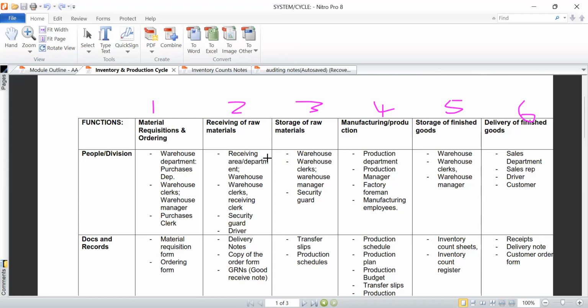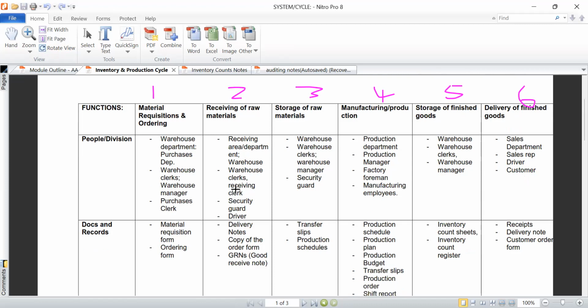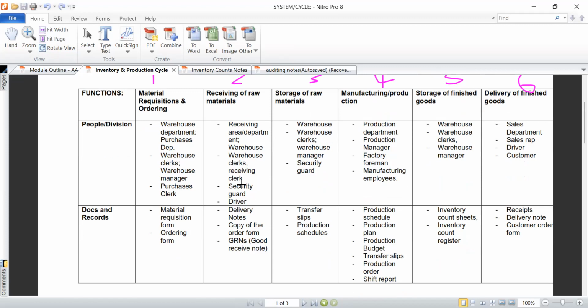We also see that's basically a section in the warehouse, or sometimes other companies have the receiving section as a separate section from the warehouse department altogether. But in terms of people involved, you definitely see a security guard being present when deliveries of raw materials are being done. We also see the actual delivery driver from the supplier, or maybe the one that we have hired to deliver our raw materials to us, also present when this particular process is being performed.